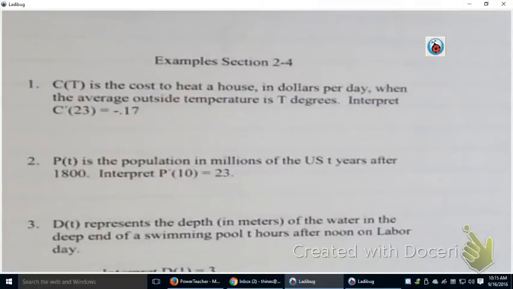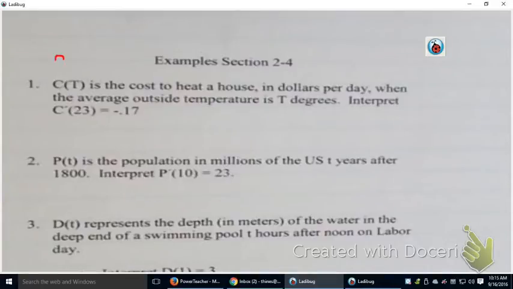In this section, we're talking about what a derivative means and we're relating it to a certain situation. So number 1 says C of T is the cost to heat a house in dollars per day when the average outside temperature is T degrees. Interpret C prime of 23 equals negative 0.17.